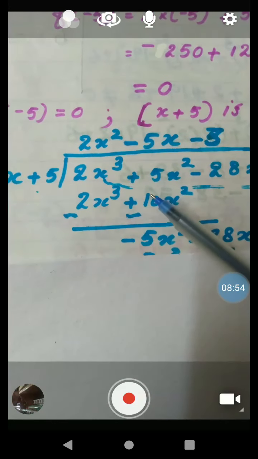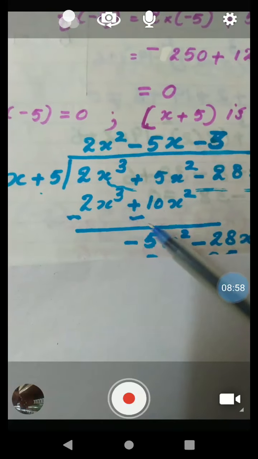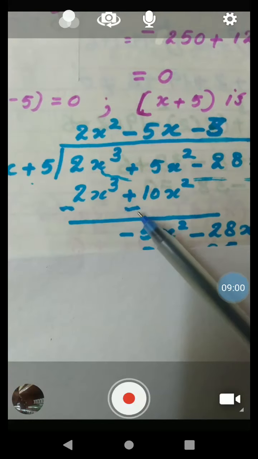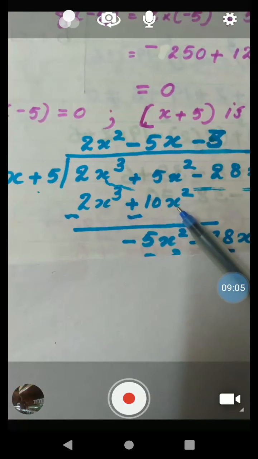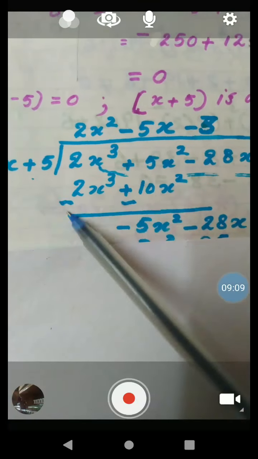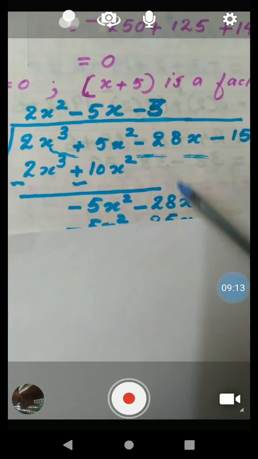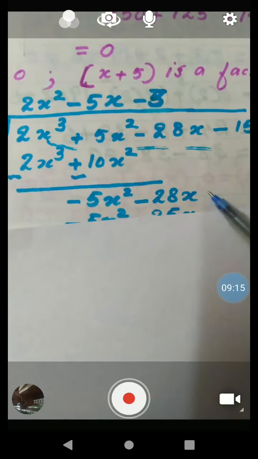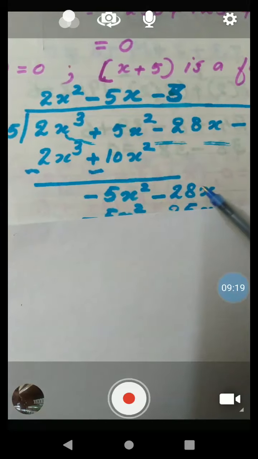5 minus 10, apply the rule of subtraction. Change the sign of the number to be subtracted, then add. That is minus 10x square plus 5x square, that is minus 5x square. Here these two cancelled. Bring down the next term. Then here becomes minus 5x square minus 28x.